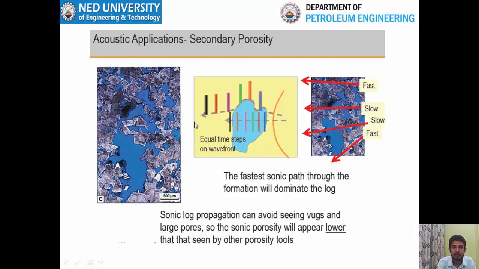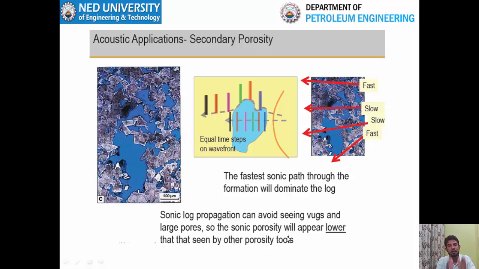So at the detector, the P wave that has traveled through the formation will come earlier as compared to the P wave that has traveled through this large pore. So on the log responses, the fastest sonic path through the formation will dominate the log. So generally, the sound wave that has been detected at the detector has avoided these large pores which have developed through the secondary porosity. So sonic log propagation can avoid seeing vugs and larger pores. So the sonic porosity will appear lower than that seen by other porosity tools.